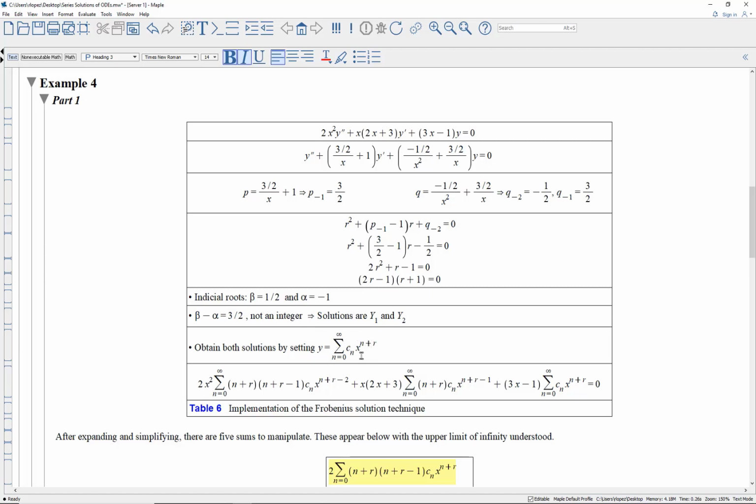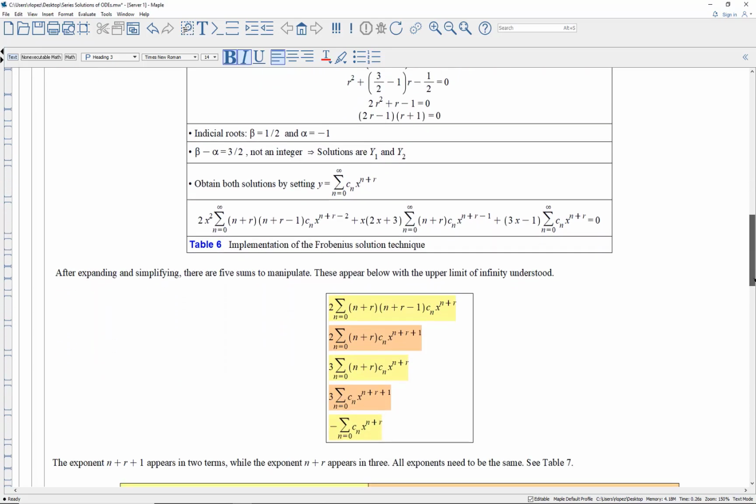So if we take that and punch it into the differential equation, for two derivatives we're going to get (n + r)(n + r - 1) x^(n+r-2). The first derivative term will be (n + r) x^(n+r-1), and the no-derivative term will look like that. Because some of these multipliers are themselves binomials, when you multiply all these out, you're going to get 5 different series to deal with.